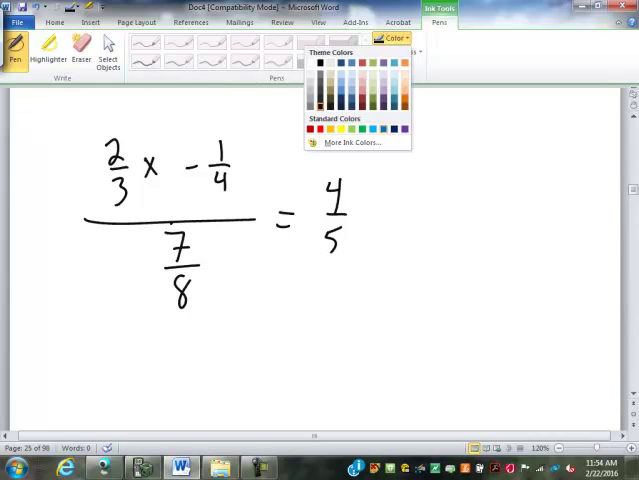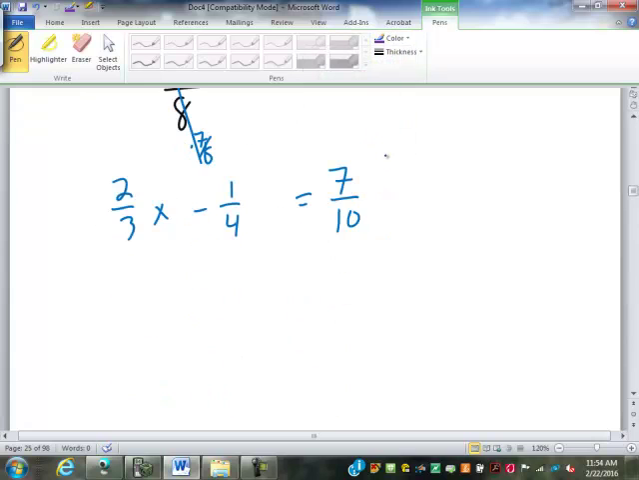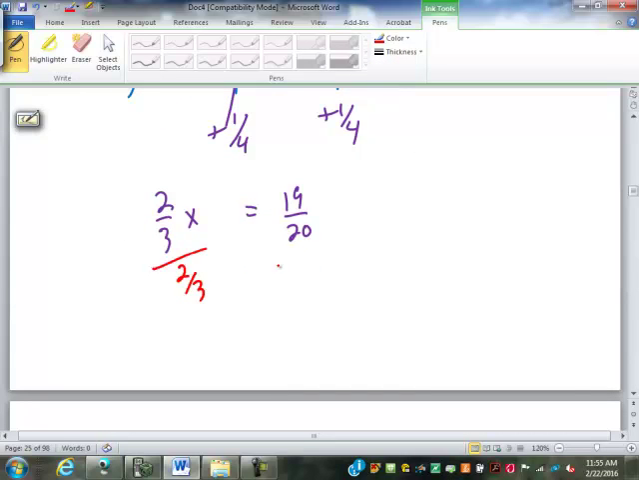Okay, so just like the last one, the first thing we're doing is we have to multiply by the 7/8 to get rid of it. That's gone. Multiplying by 7/8 over here is going to give us 7/10. So 2/3 x minus 1/4 equals 7/10. Add 1/4. 2/3 x equals 7/10 plus 1/4, which is 19/20. And we divide by 2/3. We get that x equals 1 17/40.